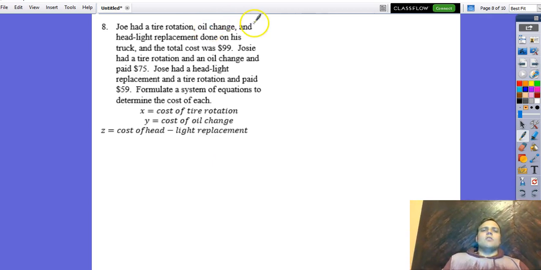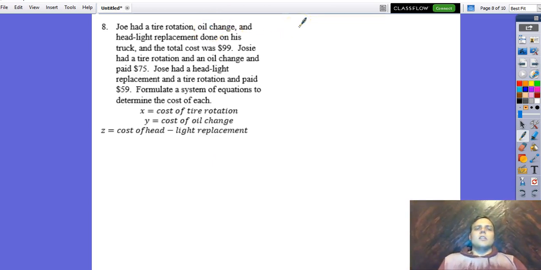Okay, problem number 8. Joe had a tire rotation, oil change, and headlight replacement done on his truck, and the total cost was $99. That is cheap. Josie had a tire rotation, oil change, and paid $75. Jose had a headlight replacement and tire rotation and paid $59. Formulate a system of equations to determine the cost of each. Okay, it's not that bad.